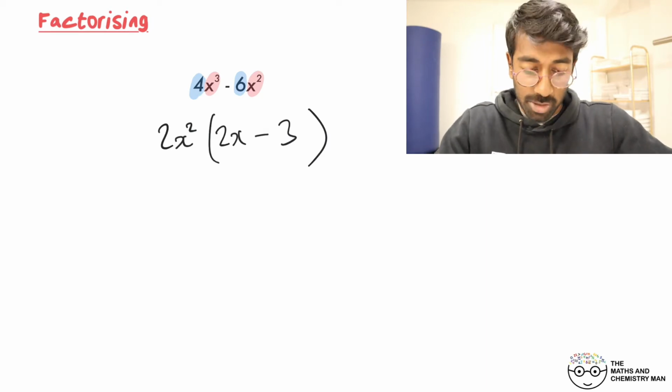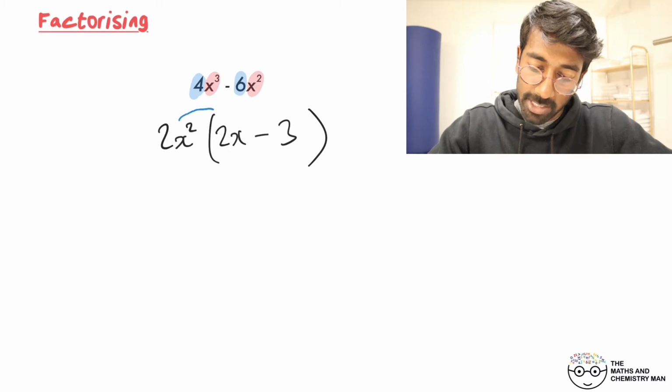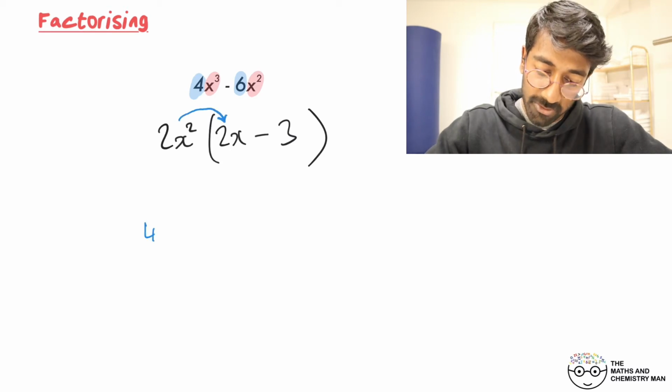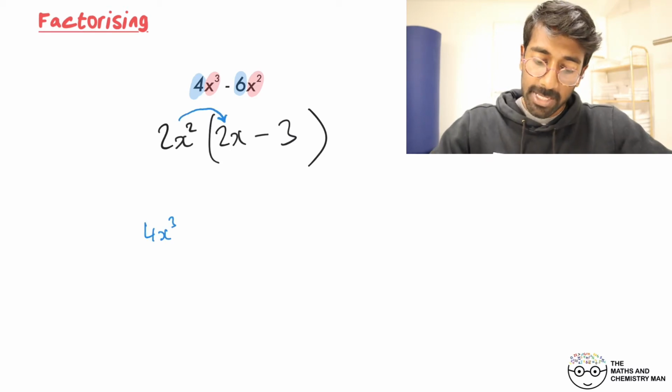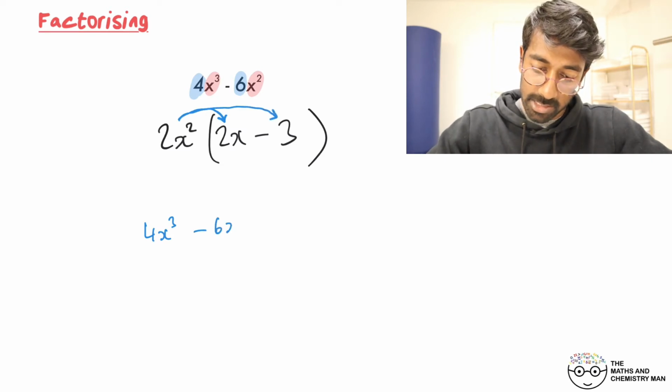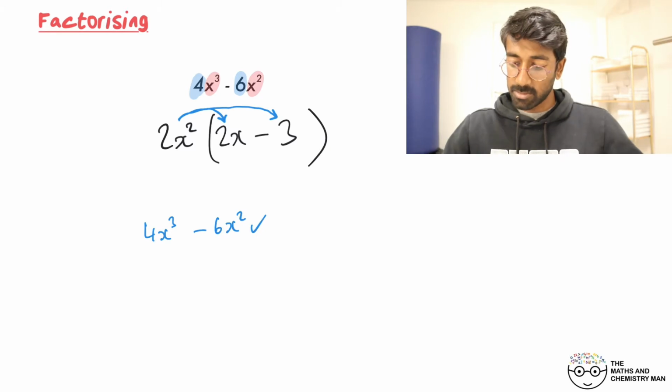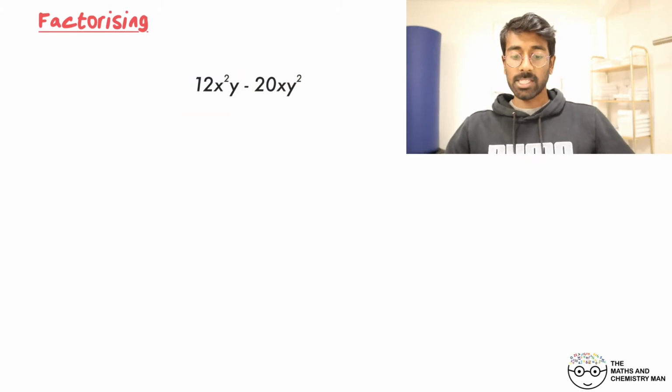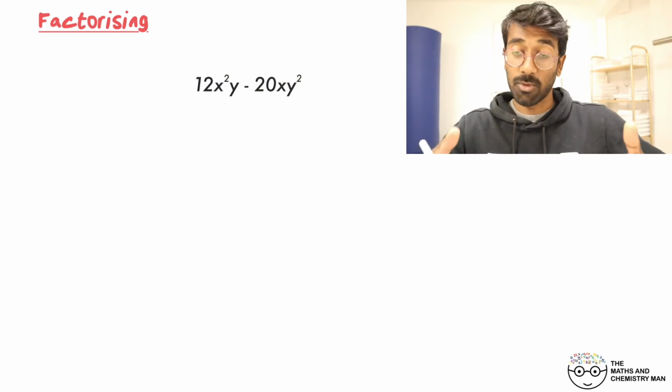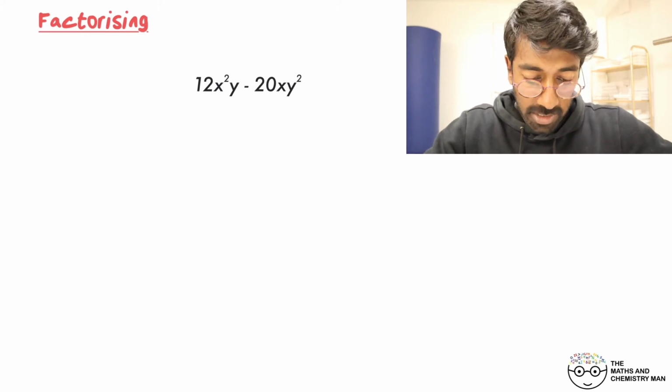Done. How do you check it? Just expand it out again and make sure that it actually works. So 2x squared times by 2x, that would be 4x cubed. And then 2x squared times by minus 3 is minus 6x squared. Done. So you know it's correct. Okay, next one. This time we've got 2 letters involved. We've got x and y. But first we'll start with the numbers, right?